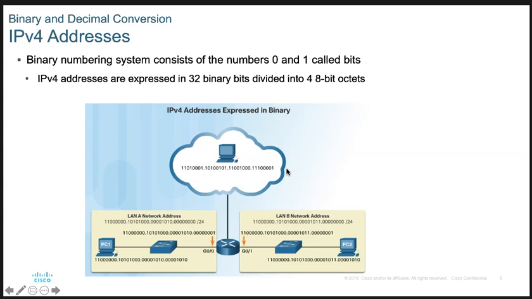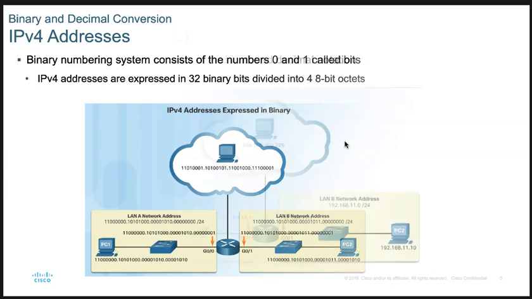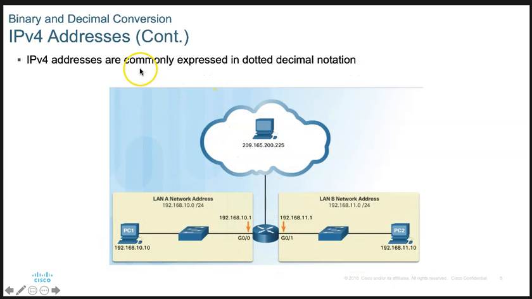That's in decimal value. But if you convert that decimal value into ones and zeros, into a binary number, you will get 32 bits. Each decimal octet will have 8 bits, and if you add all of them, you will get 32 bits. Now, you don't do this conversion. Humans don't do this conversion in networking. It is a computer that does this conversion. All right, so IPv4 addresses are commonly, like I said, expressed in dotted decimal.